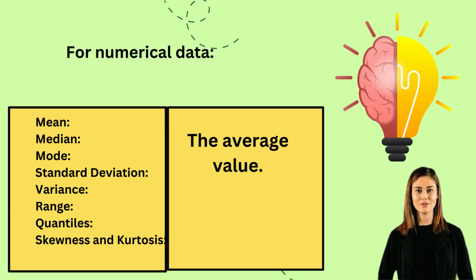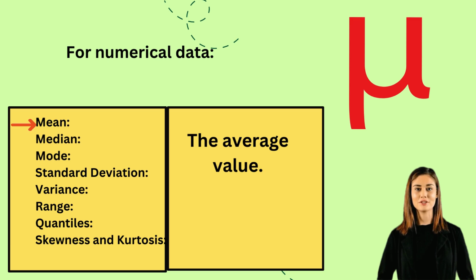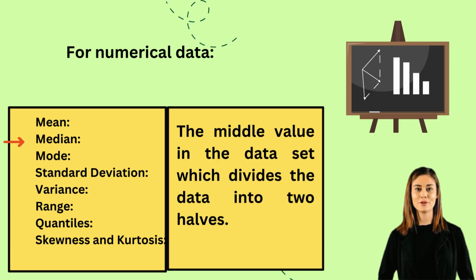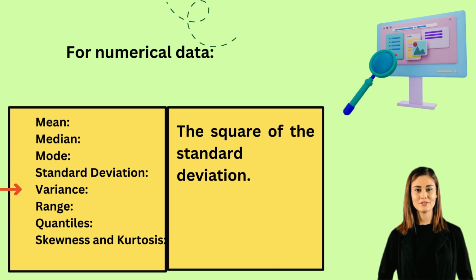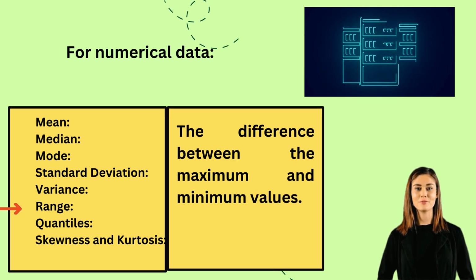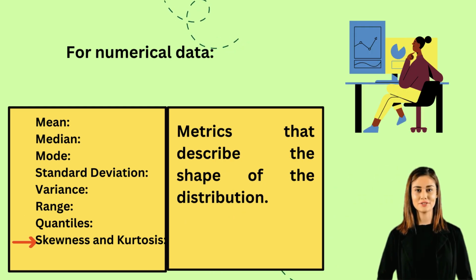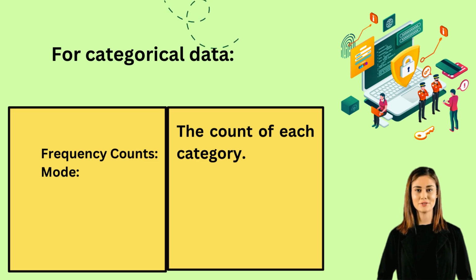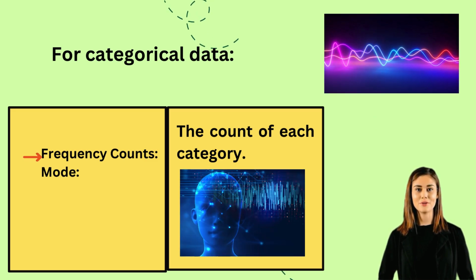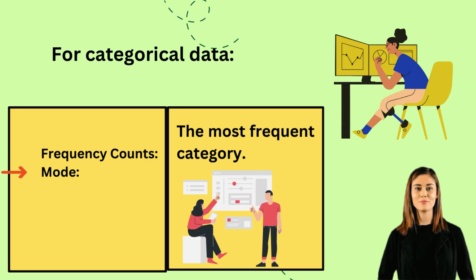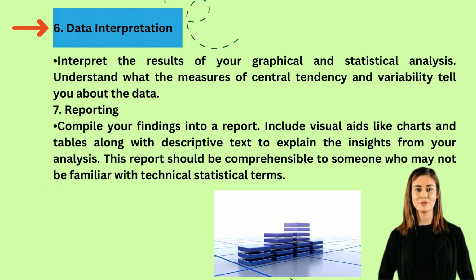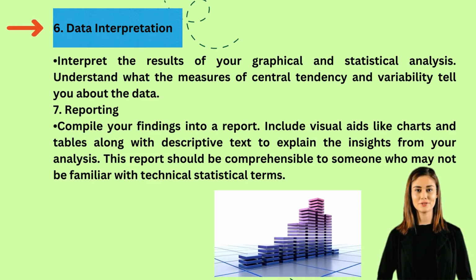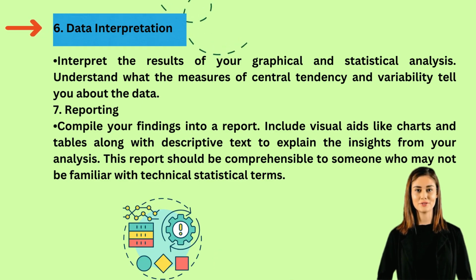For numerical data, mean, median, mode, standard deviation, variance, range, quantiles, skewness and kurtosis. For categorical data, frequency counts, mode. 6. Data interpretation. Interpret the results of your graphical and statistical analysis. Understand what the measures of central tendency and variability tell you about the data.